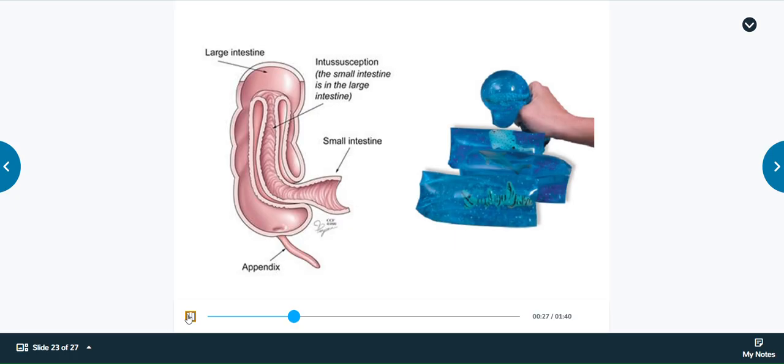These children, it's extremely painful. They just suddenly start crying. They're flexing their legs. They're in severe pain. They have a sausage-shaped abdominal mass.